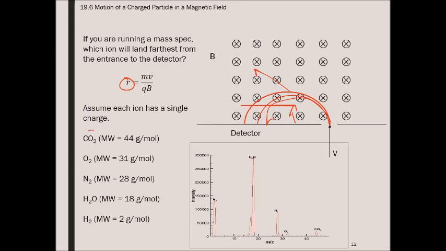Well, the answer is, of course, CO2 because it has the highest mass, and you can see over here on the graph that it has the farthest away peak because it has the highest ratio of mass to charge.